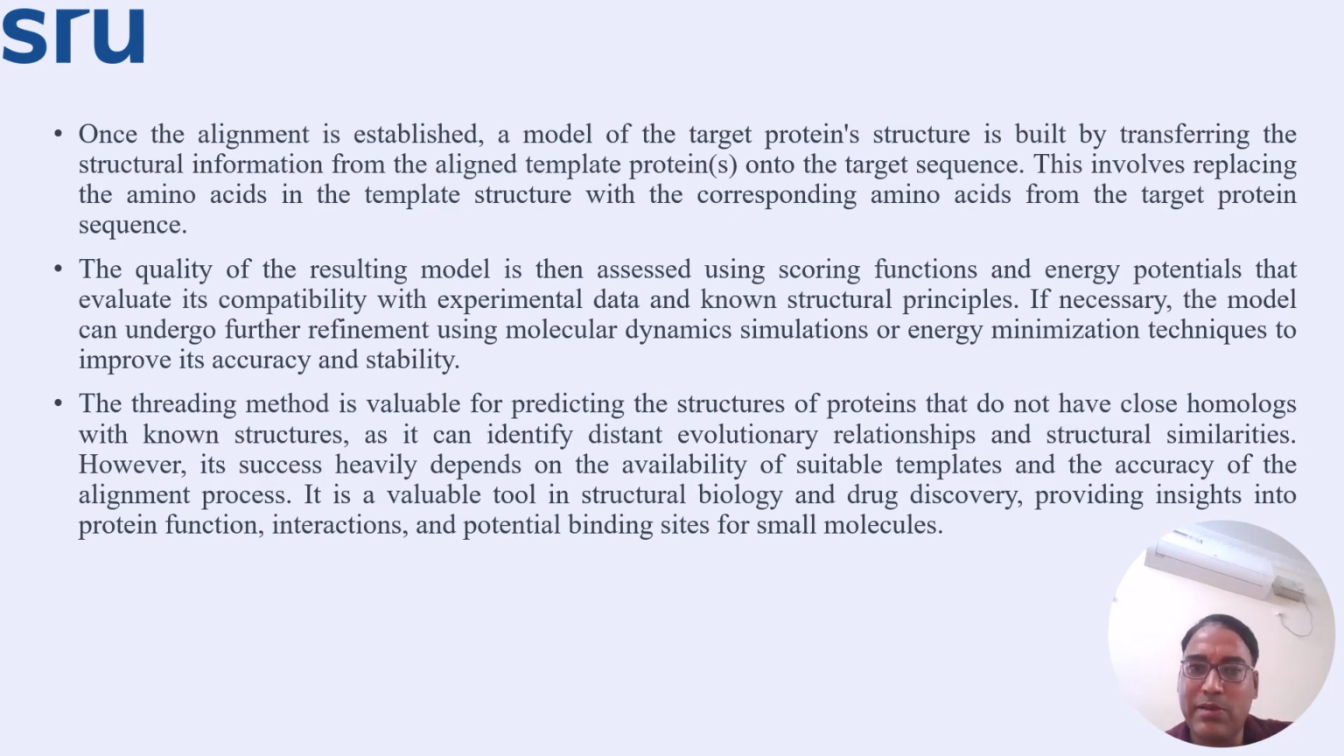Once the alignment is made, a model of the target protein is built by transferring the structural information of the aligned templates onto the protein sequence. This involves replacing the amino acids in the template sequence with the corresponding amino acids of the target. So as I told you, we are just copying the C alpha backbone. Side chains we are placing later. That's what it means. Okay.